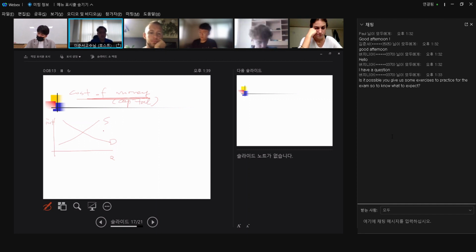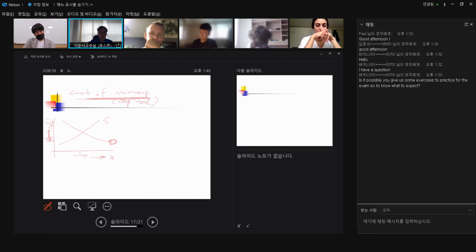So the supply curve shows upward, demand curve shows downward, because if the interest rate is increased, then the guys who have money want to supply more money, right? So therefore the supply curve shows upward, just like that. On the other hand, the demand curve shows downward because if the interest rate is decreased, then the demand is increased, right?